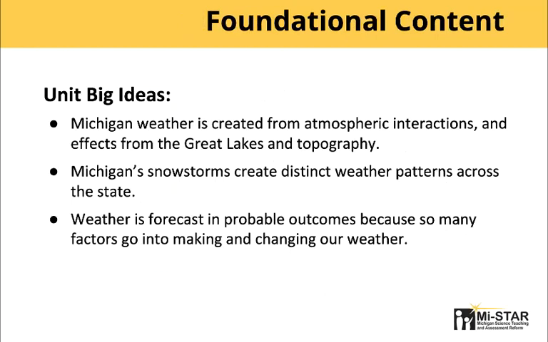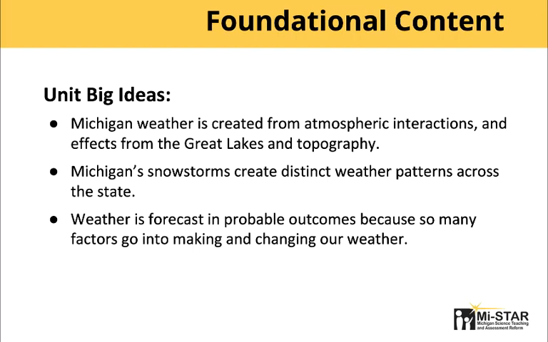The big ideas for Unit 8.5b center on how Michigan weather is created from regional to global scale atmospheric interactions, effects from the Great Lakes, and the local effects of topography. Michigan snowstorms create distinct weather patterns across the state, which reflect different processes. We need to use weather forecasts as probable outcomes rather than guaranteed events because so many factors go into making and changing our weather.